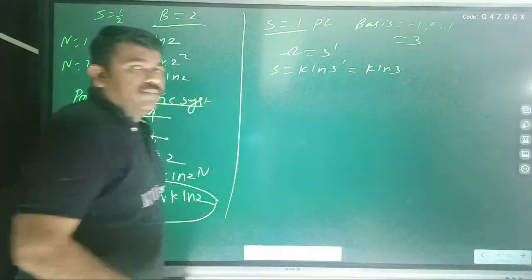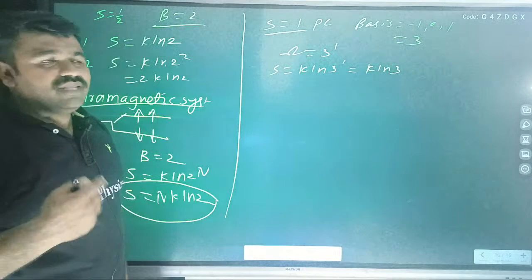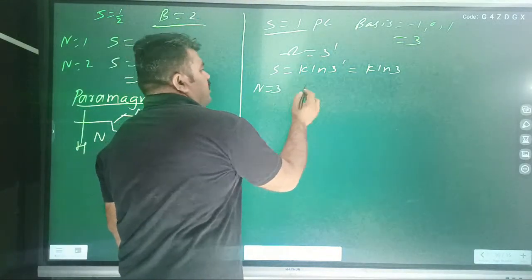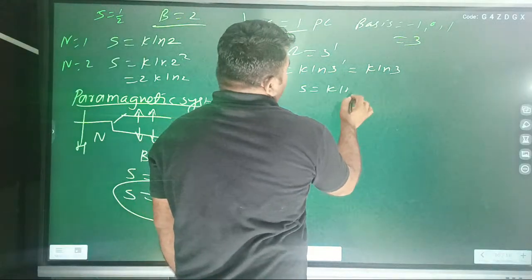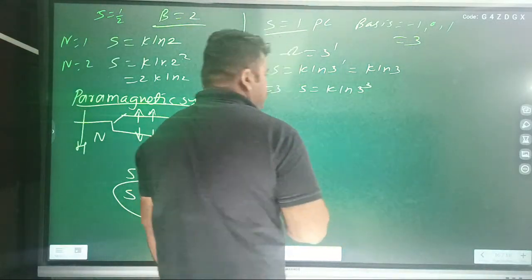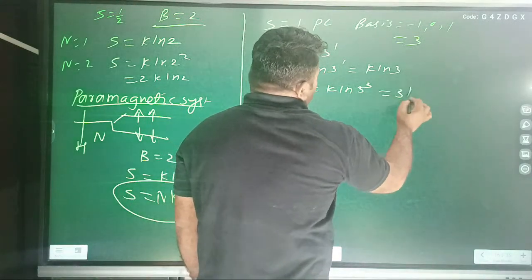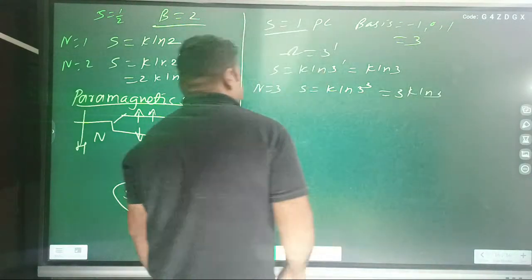Spin 1 particles, let us assume there are 3 particles. N is equal to how much then? 3. Then S is equal to how much? K ln 3 to the power 3. Don't write down the 9, 27. Here simply write down 3 K ln 3.